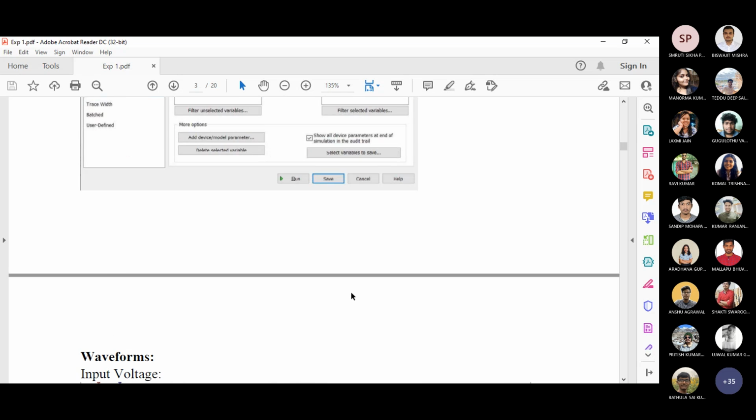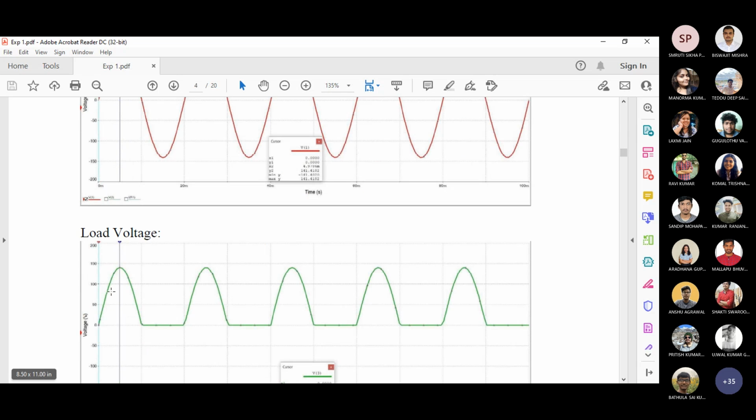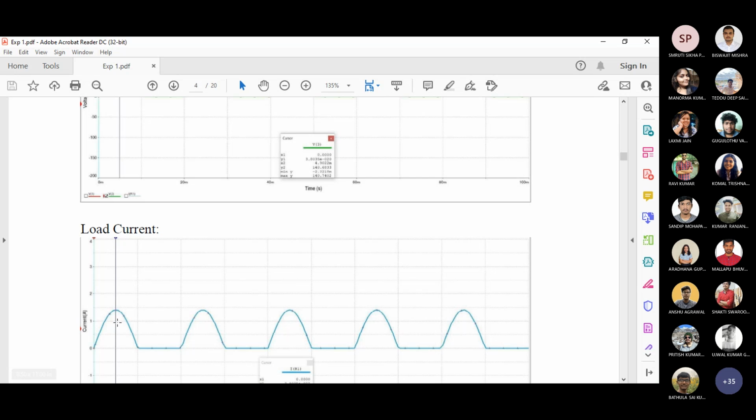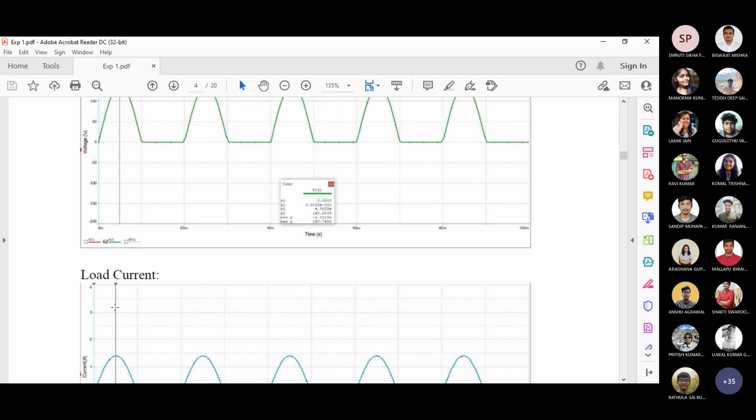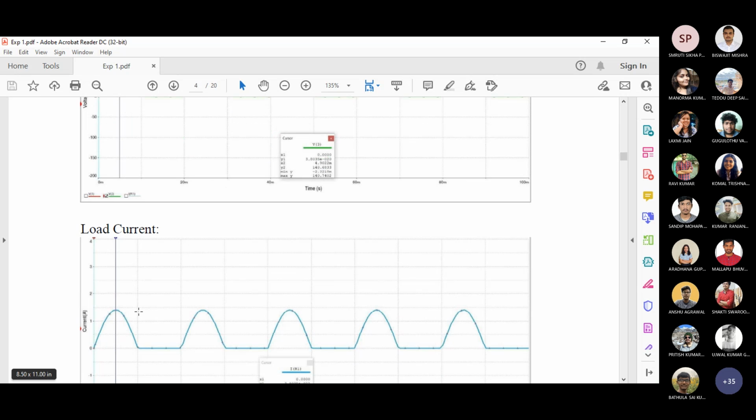You will get that current value. So this is the voltage waveform and this is the current waveform, with their magnitudes. You are using a resistive load, so voltage and current are both in phase. There is no such difference over there.